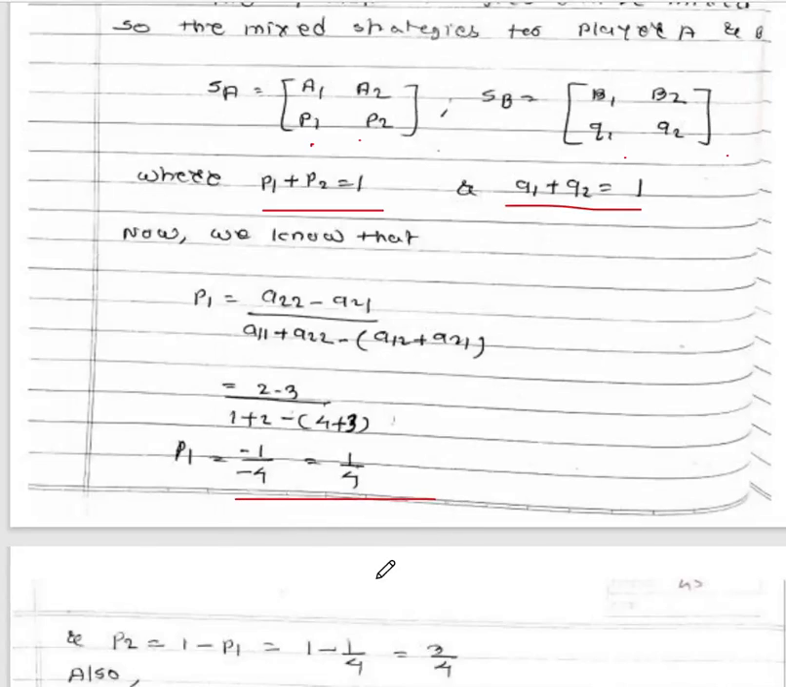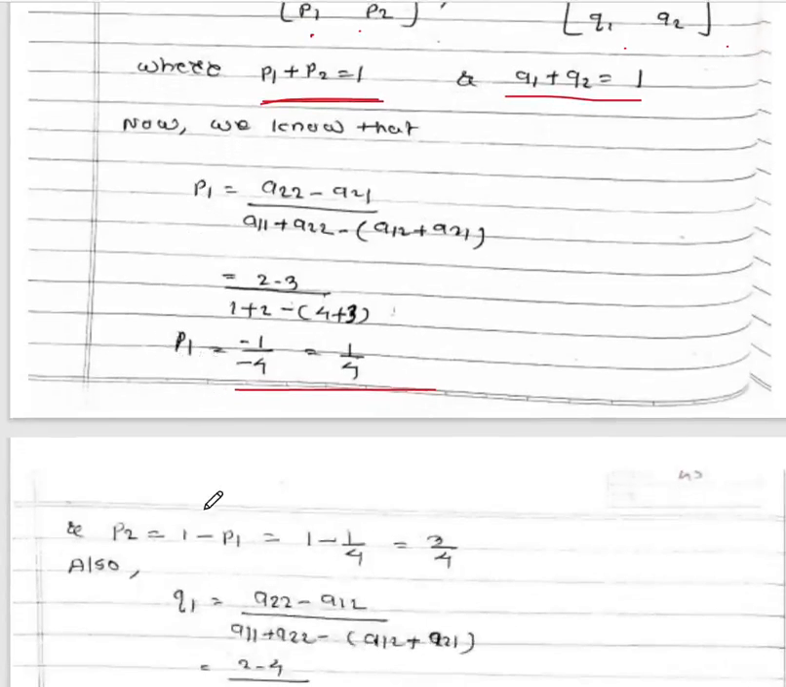Now we will find P2. Using the condition, P2 can be written as 1 minus P1, that is 1 minus 1 by 4, which is 3 by 4. The values of P1 and P2 must satisfy the condition that the addition of P1 and P2 is equal to 1.